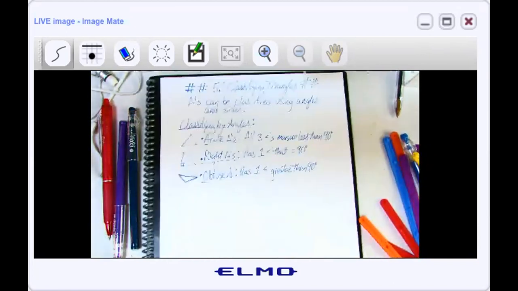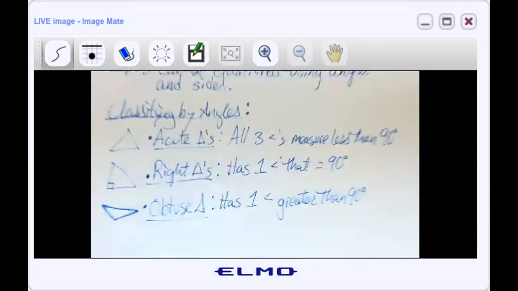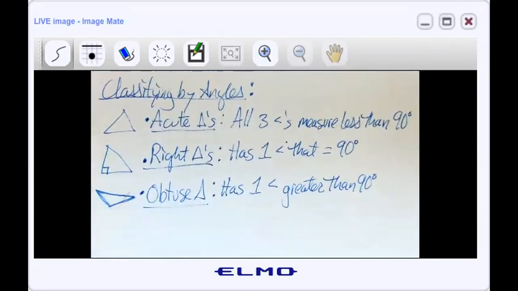So this is really my three options. I can have all three of them less than 90. I can have one that's 90, and that means that the other two would be acute, or I can have one that's obtuse and the other two are acute. I can't mix the right and obtuse angles in one triangle.